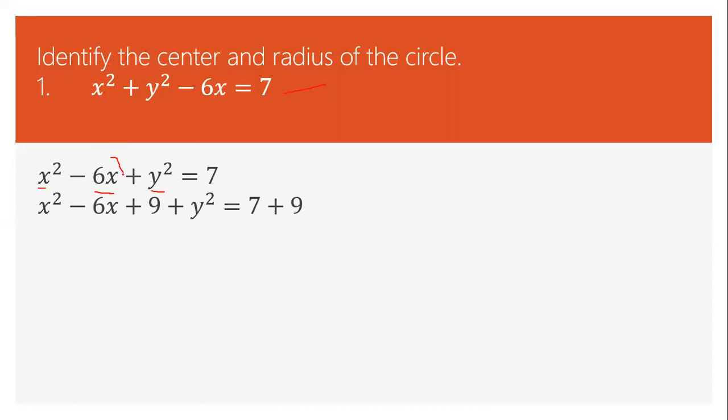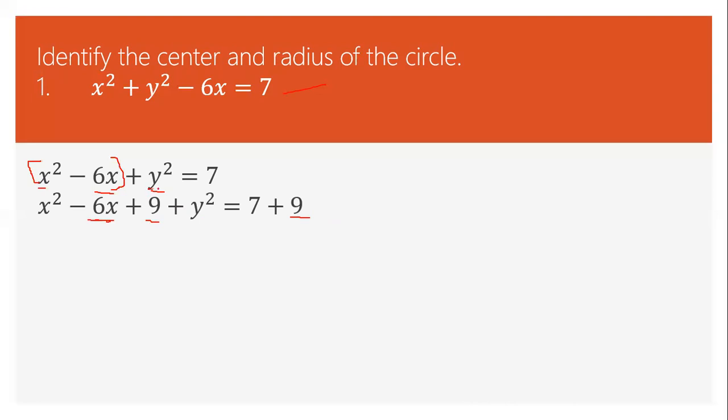Next, the x group: x squared minus 6x. So we will operate the completing the square. Half of the coefficient of x and then square it. The coefficient of x is 6, so 6 divided by 2 is 3. 3 times 3 is 9. So we'll add 9 here and 9 also at the right side.